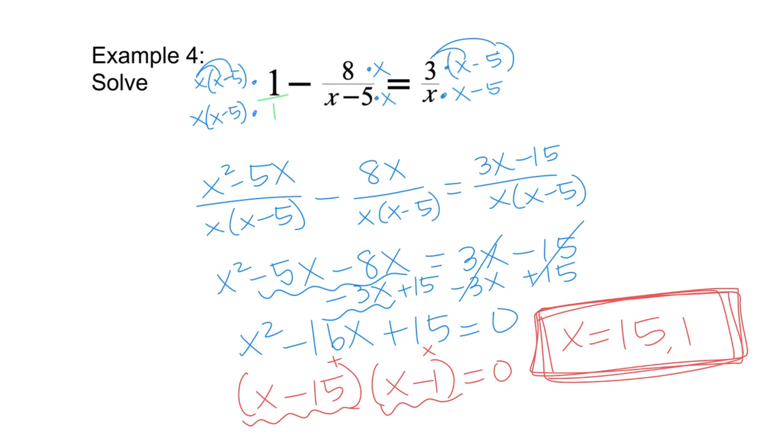Now let's check our domain. Looking back at the bottom of my fractions, we had an x on all the bottoms, and an x minus 5 on all the bottoms of the fractions. So x cannot equal 0. And if I set x minus 5 equal to 0, it tells me x cannot equal positive 5. We did not have the answer of 0 or 5, so both of these answers are okay.